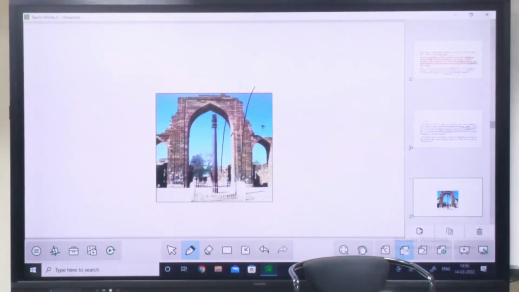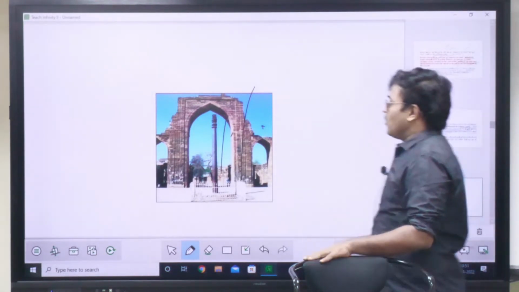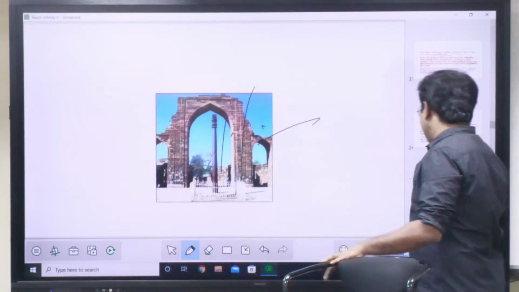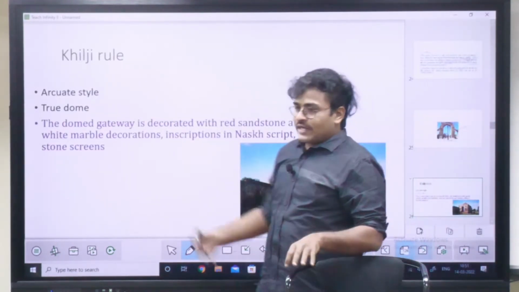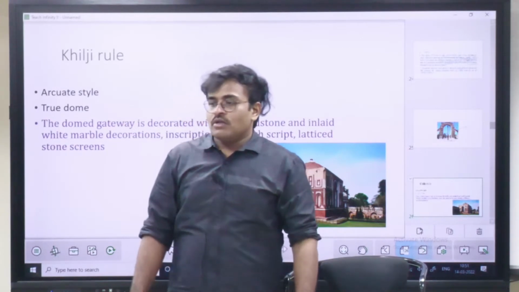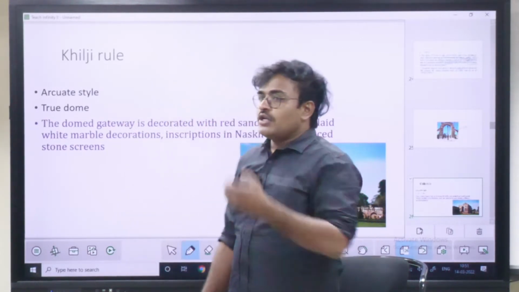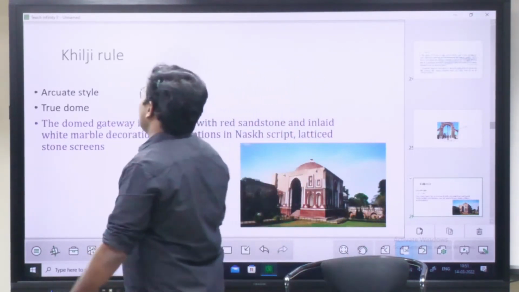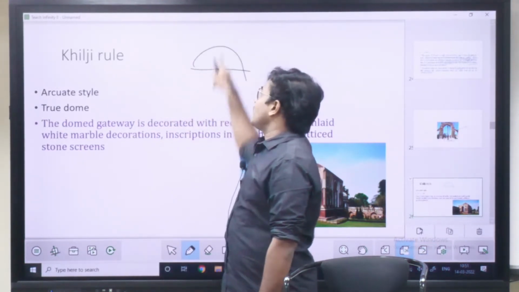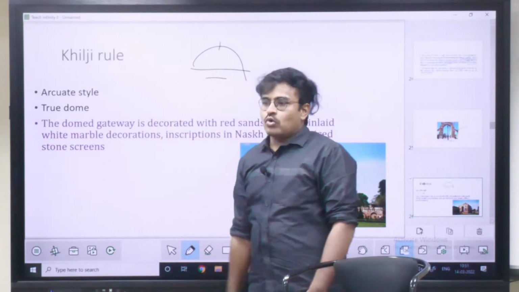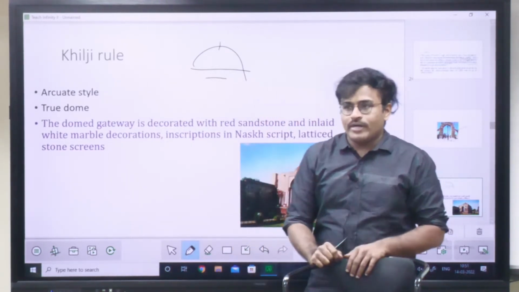Usually rust happens because of impurities, and all the impurities were removed, so that's the reason why it did not get rusted. Now we'll move to the next dynasty, that is the Khilji dynasty. During Khilji rule, the most important thing which was done, first and foremost, is that the true dome in India was constructed first by Alauddin Khilji. True dome. That is their most prominent contribution.